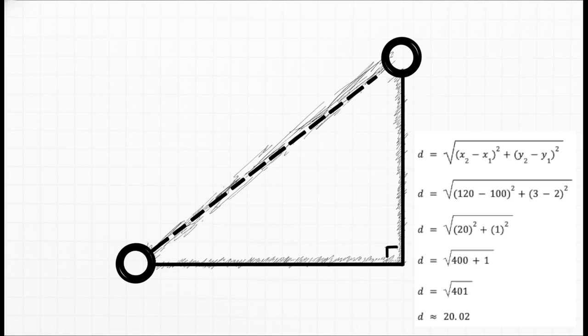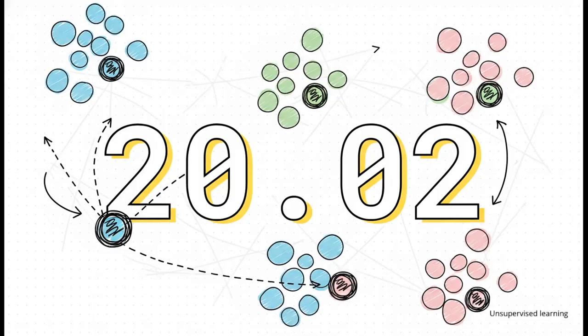120 minus 100 is 20. 20 squared is 400. Then 3 minus 2 is 1. 1 squared is just 1. We add 400 plus 1 to get 401. Now we just take the square root of 401. And boom, that gives us the concrete numerical distance of approximately 20.02 between customer A and that centroid. This brilliantly illustrates the math in action. The algorithm is doing this exact calculation for every single data point and every single centroid, over and over, constantly shifting until every single customer is assigned to their absolute closest center of gravity.